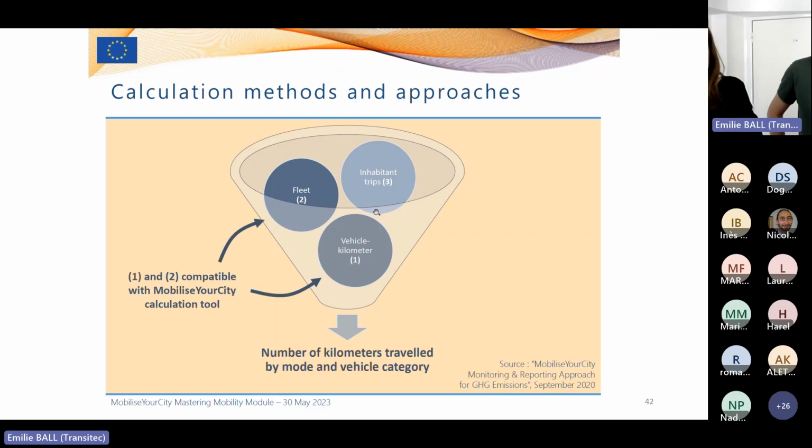Inhabitant trips data can be determined through household surveys that can give you directly the number of trips made per person and per day, the number of kilometers traveled per trip, the modal split as well. And so, using a loading factor, you can convert this data into vehicle data and then use it directly in the MobiliseYourCity tool.